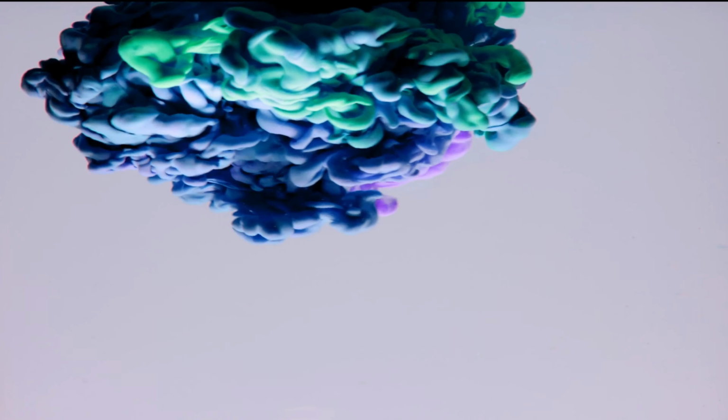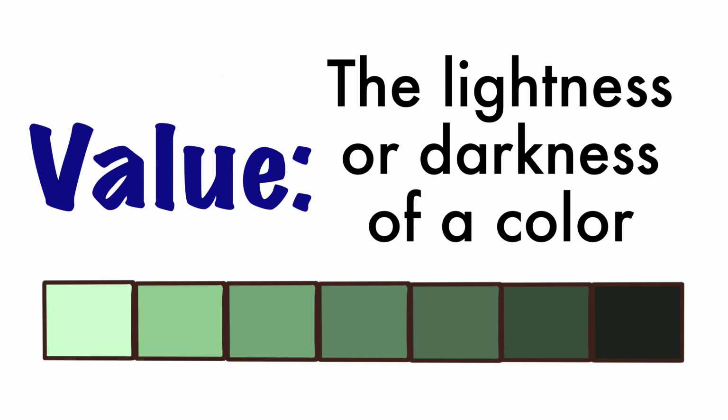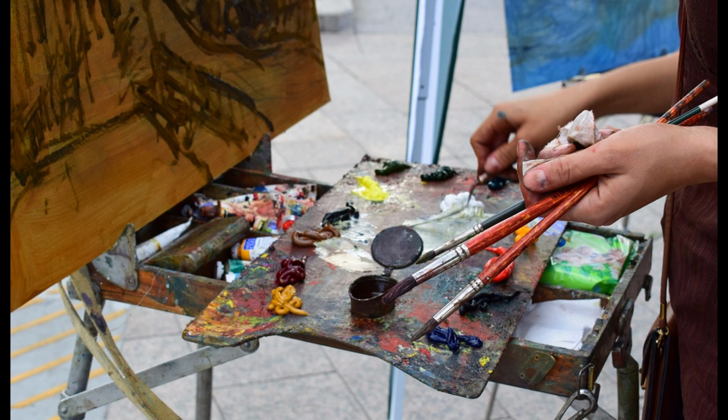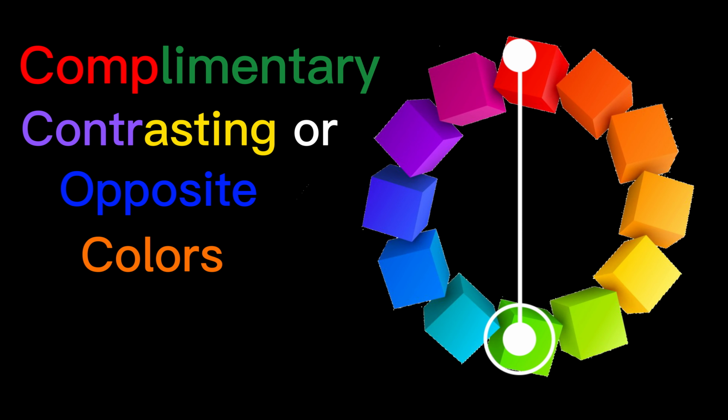To create atmospheric perspective in your paintings, you'll need to use colors that are less saturated and lighter in value as you move farther away from the viewer. This can be achieved by mixing your base color with white, gray, or a complementary color, an opposite color.